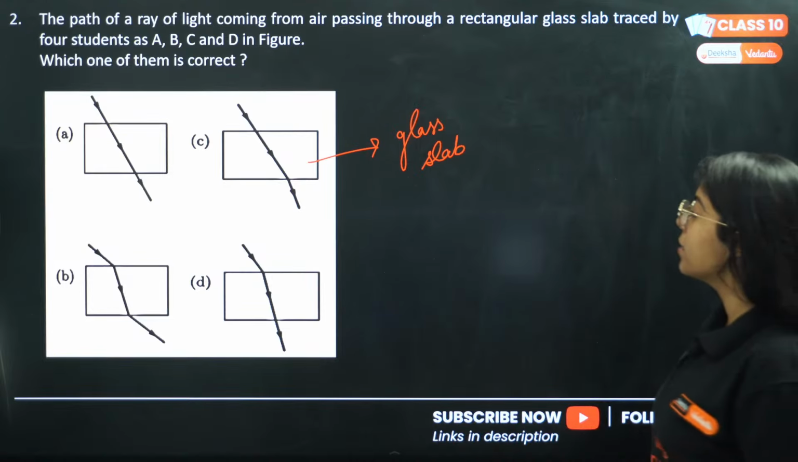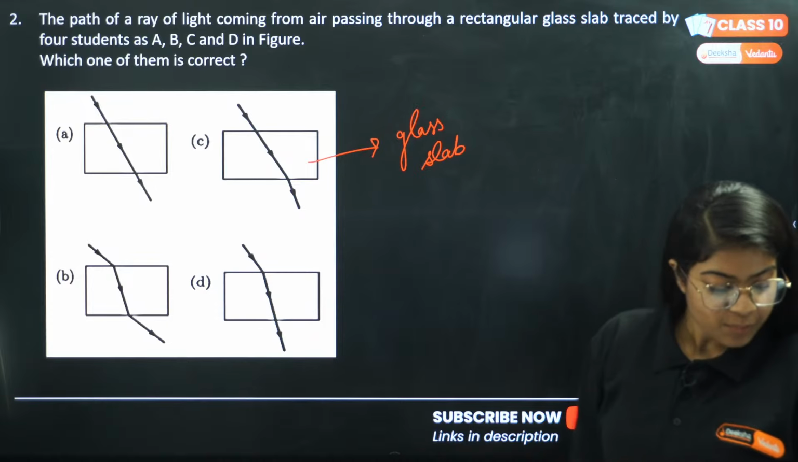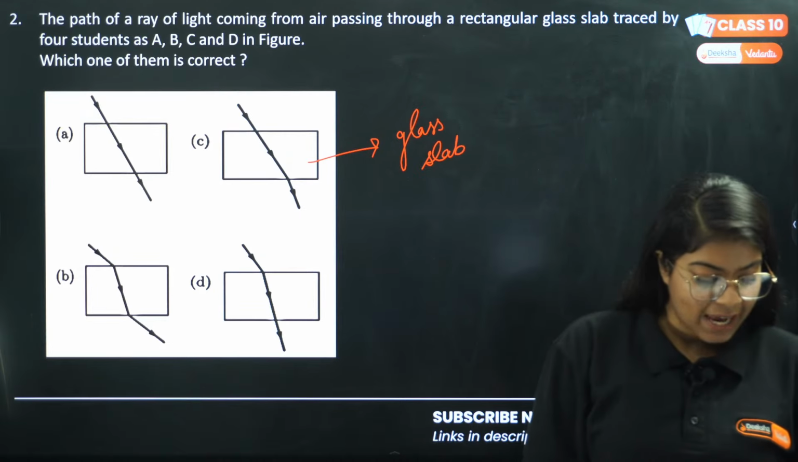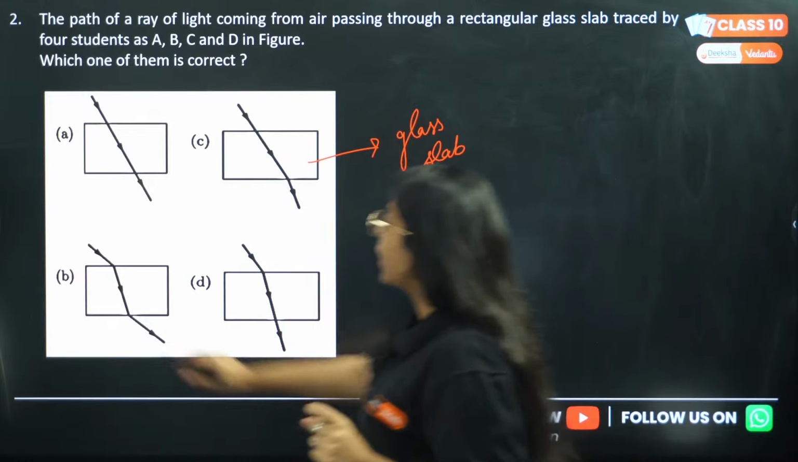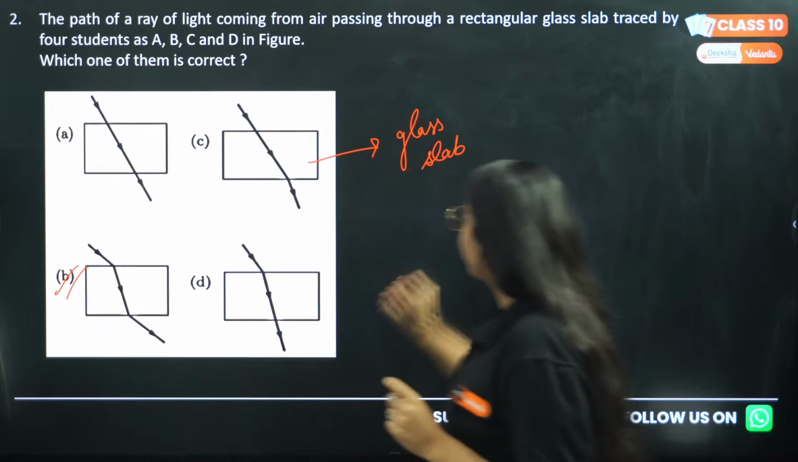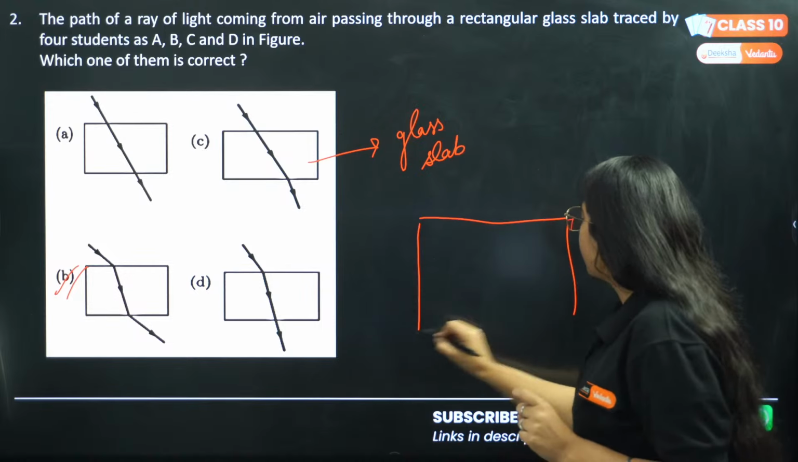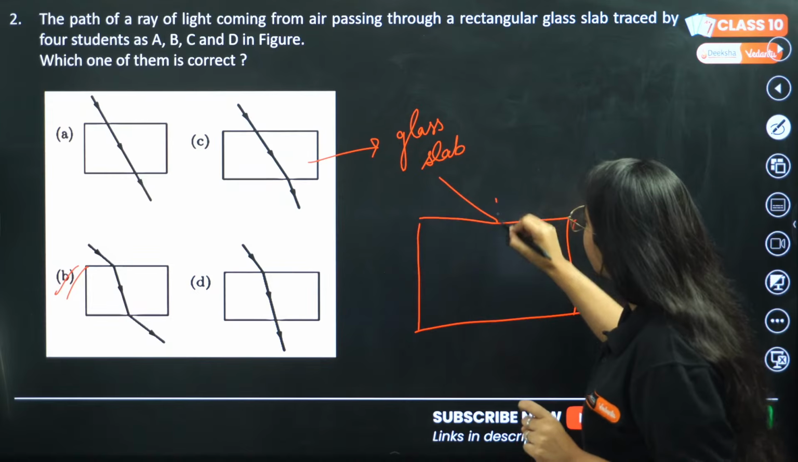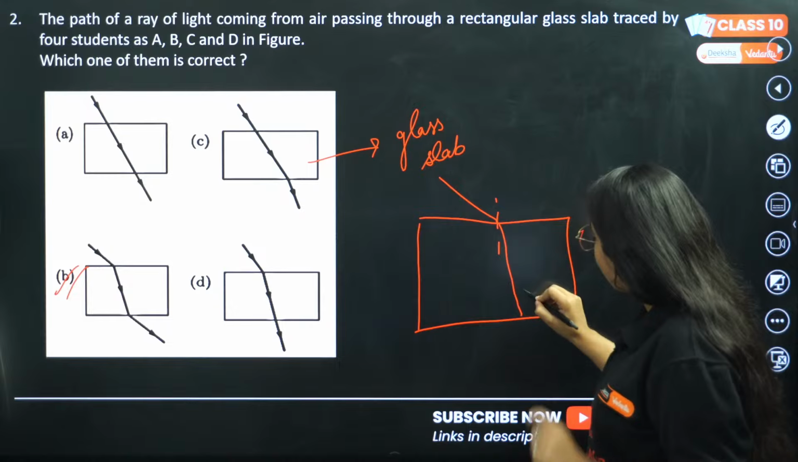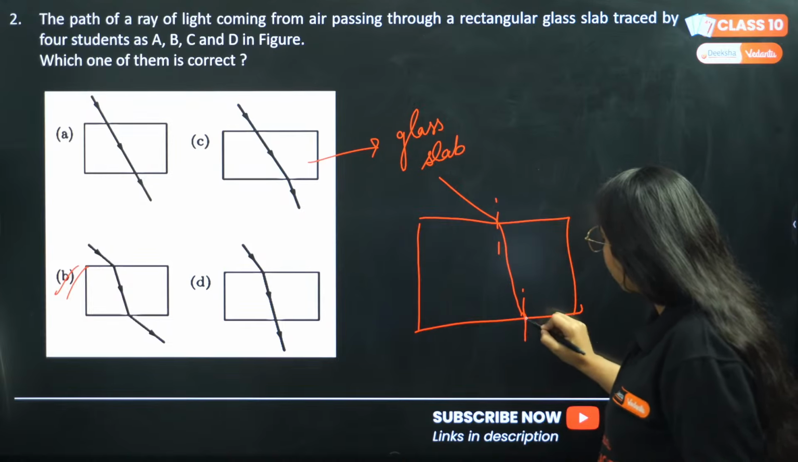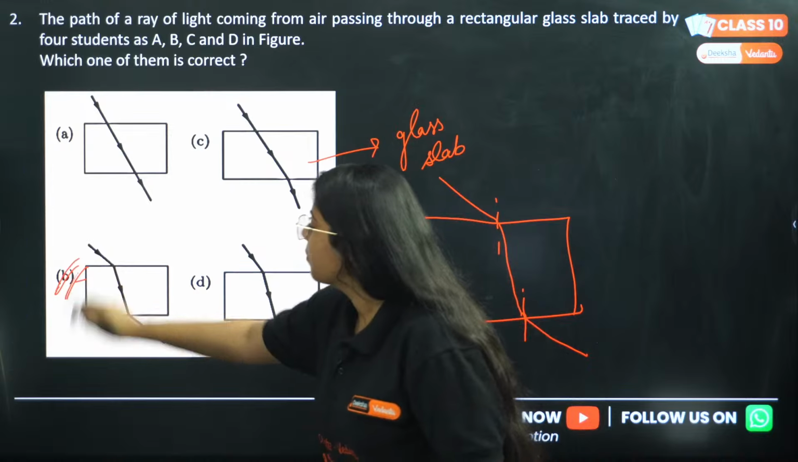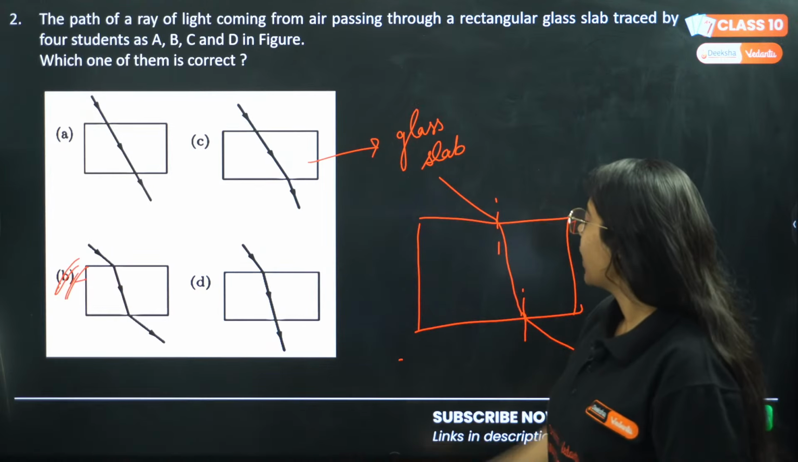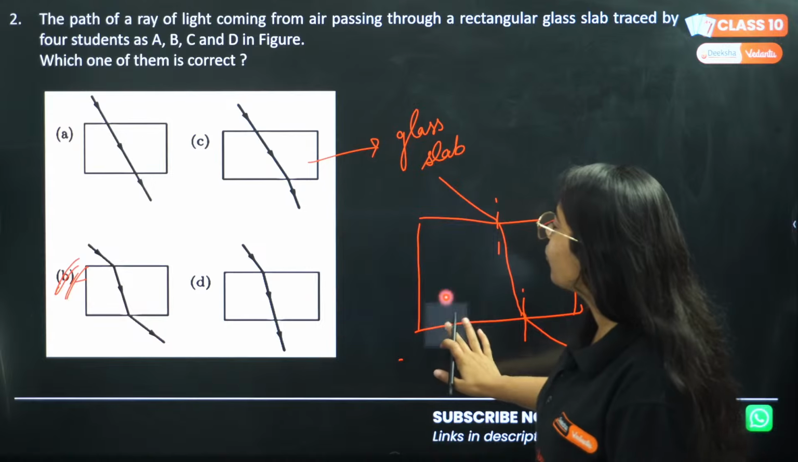B is correct. Anyone else? Bunty, Vikas and Alia are also saying B. Okay, all of you are correct. The answer is B. Whenever we have a glass slab, first the ray will bend towards the normal, then again it will bend away from the normal. So exactly the pattern depicted by student B. Correct? Okay, easy question. Let's move on to the next one.